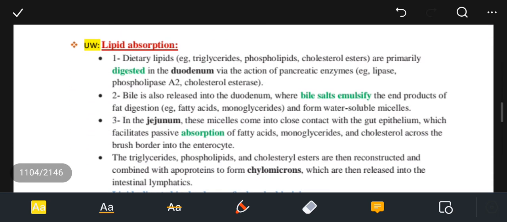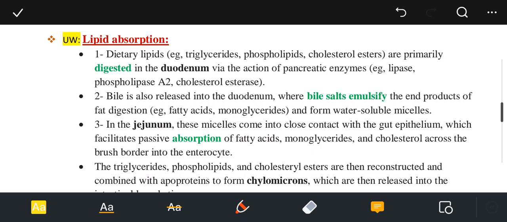Now moving forward to lipid absorption. The dietary lipids, for example the triglycerides, the phospholipids, the cholesterol esters, are primarily digested in the duodenum via the action of pancreatic enzymes, for example lipase, phospholipase A2, and cholesterol esterase. Second point is, the bile is also released into the duodenum, because we know that there is a common hepatopancreatic duct that opens at the major ampulla of Vater.